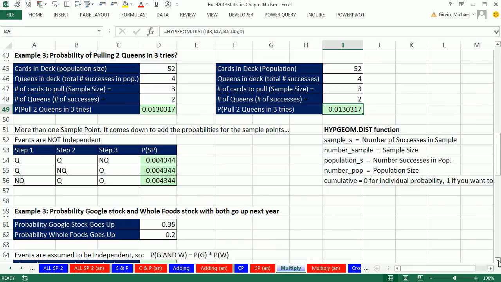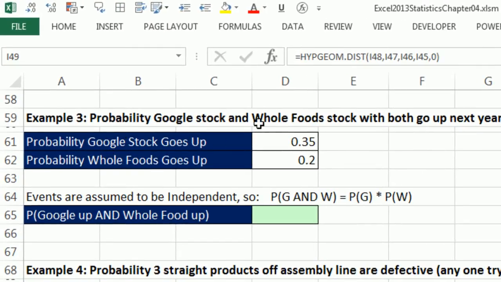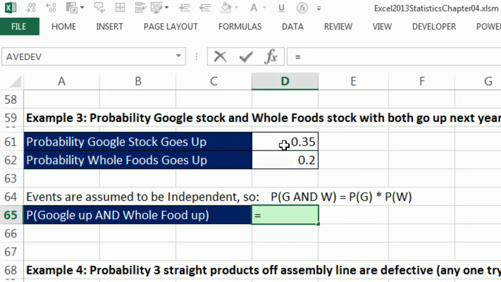Now we want to go down and continue to talk about our multiplication rule. We want to calculate the probability that Google stock and Whole Foods stock will both go up next year. If the probability of Google going up is 0.35 and the probability of Whole Foods going up is 0.2, these are assumed to be independent events, right? Because what's going on at Google generally is not going to have any effect on what goes on at Whole Foods. We're simply doing straight multiplication: 0.35 times 0.2. That's a lot easier given that these are independent events. So it's 0.07 that both will go up next year.